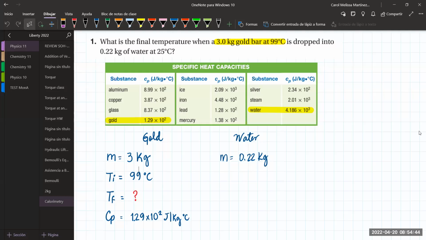Do I know the initial temperature of water? Yes, 25 degrees Celsius. Do I know the final temperature of water? No, I don't know it. Do I know the specific heat capacity of water? 4,186 joules over kilogram Celsius. It is important that you remember this.